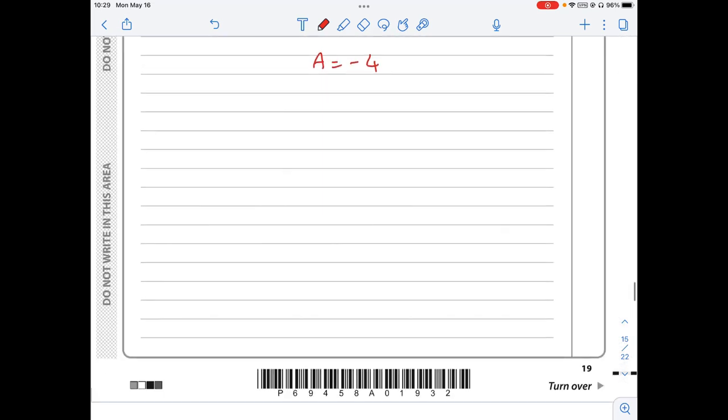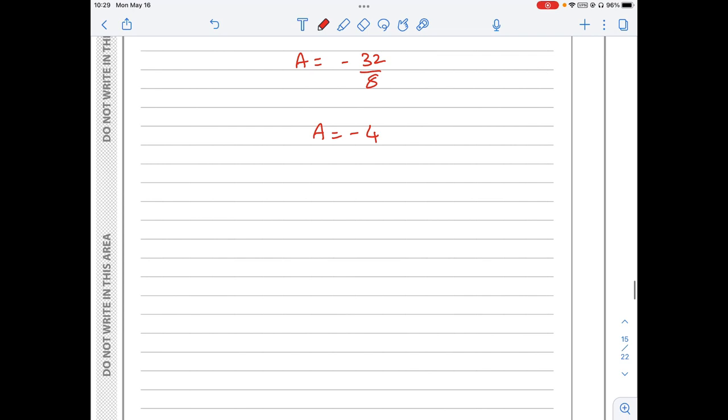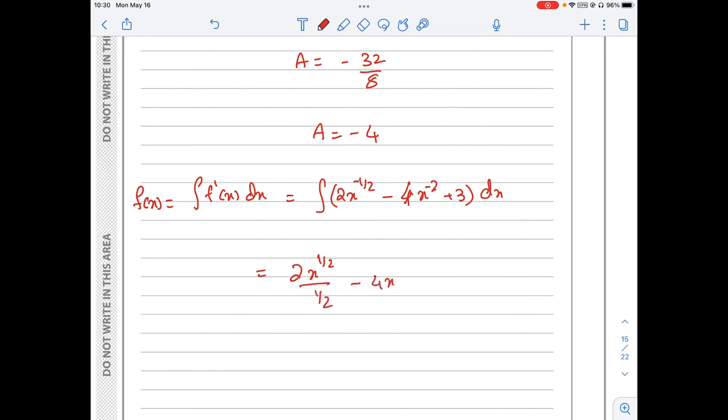Find the value of f of x. So if I integrate f prime x, I'll get f of x. Integral of f prime x dx gives f of x, which is equal to the integral of 2x to the power of negative 1 upon 2 minus 4x to the power of negative 2 plus 3 dx. So it becomes 2x to the power of 1 upon 2 by 1 upon 2 minus 4x to the power of negative 1 upon negative 1 plus 3x plus c.